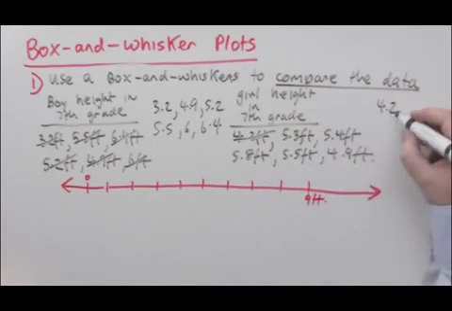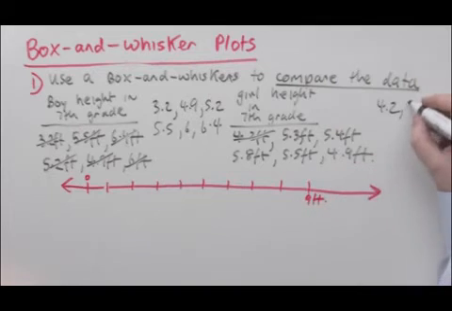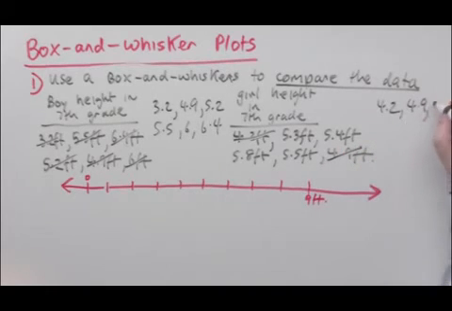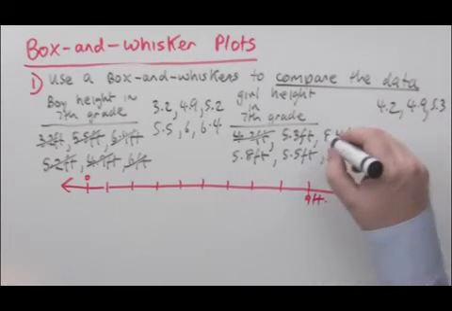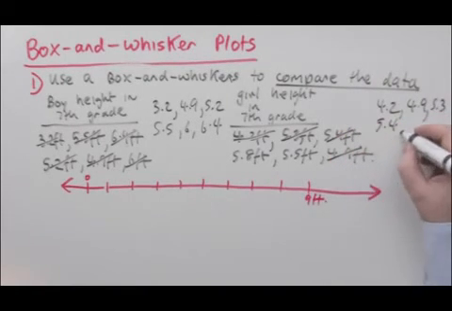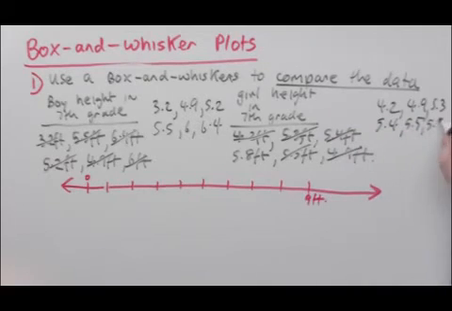Well, first of all, let's put the girls in order: 4.2, 4.9, and I have 4.9 crossed out, 5.3, that's crossed out, 5.4, 5.5, and 5.8.